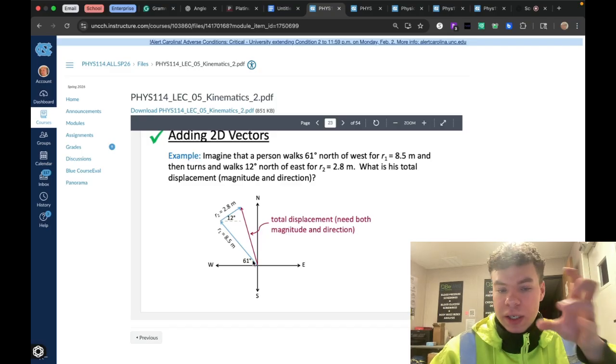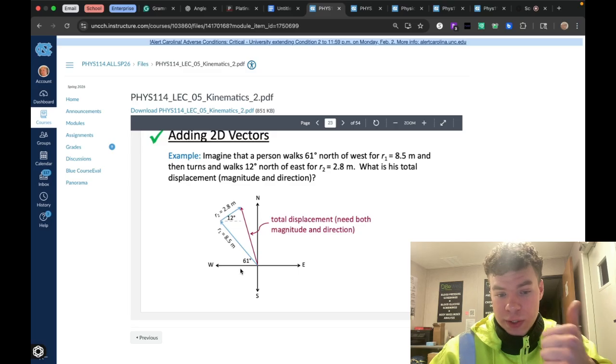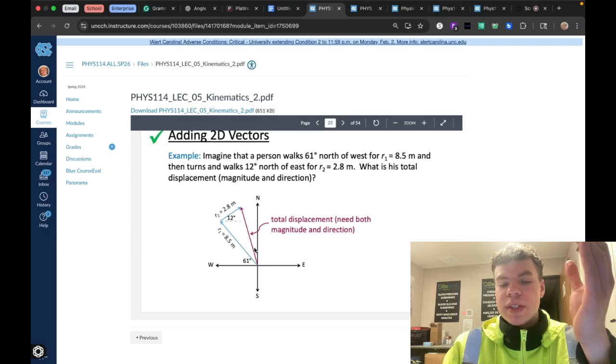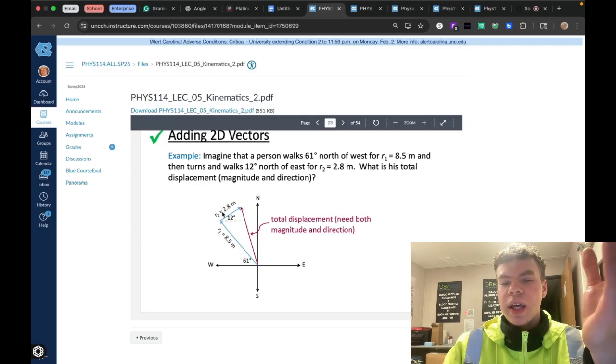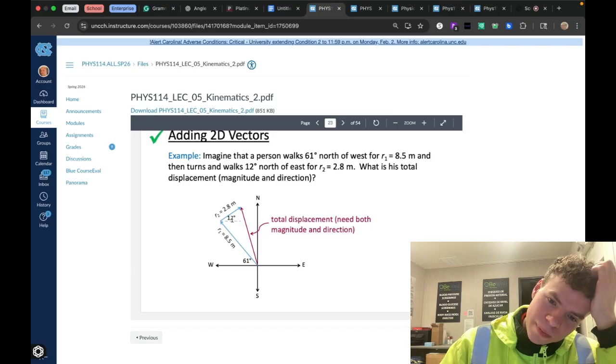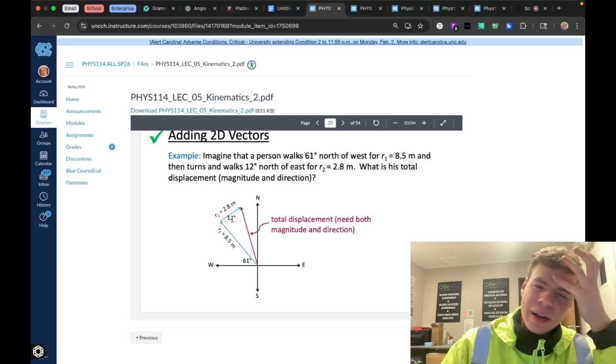So if I get this wrong on an exam question, this is saying that this is 61 degrees north of west, right? So if this is 61 degrees, that means that this over here is 29 degrees, right? Because this is 90 degrees, right? But oh, I'm dumb. The 61 degrees is from this to the pink thing, not the blue thing. Stupid. All right, bro.